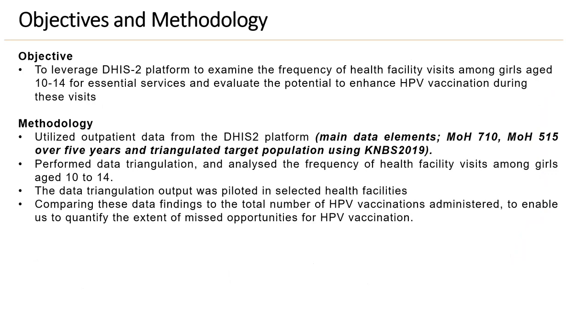We employed a few methodologies to meet this objective. Number one, we utilized outpatient data from the DHIS2 platform. The main data elements that we used were the MOH710, which contained the immunization data, the MOH515, which contains the workload data, and also the population from KNBS that enabled us to get the target population of 10 to 14 year old girls. We then combined the data triangulation output and selected part of this in a few health facilities. Comparing these visits to the total number of HPV vaccinations administered, we were able to quantify the extent of missed opportunities for HPV vaccination here in Kenya.